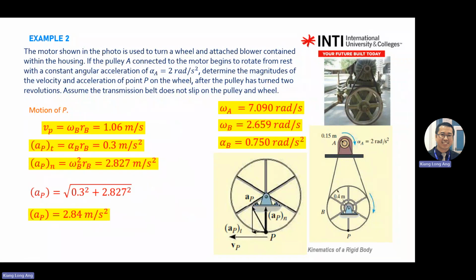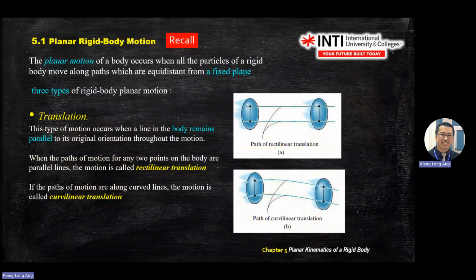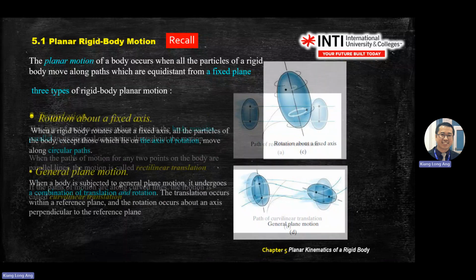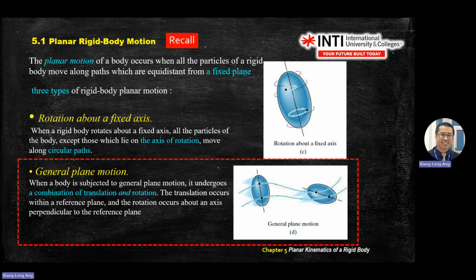Now, this is just a recall of what we learned previously. For motion of rigid bodies, you have a few types. Translation has 2 types. By translation, I mean there's no change of rotation or orientation of the body, either in a straight line or in circular motion. Another one is rotation, which is around the body. Then general plane motion is a mixture of the two. Now we look at general plane motion.